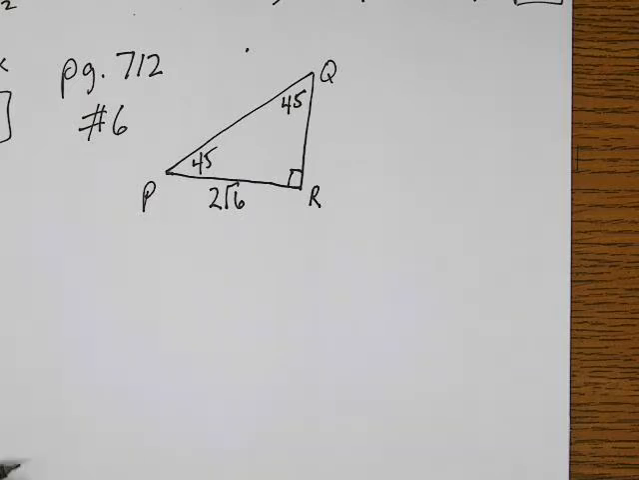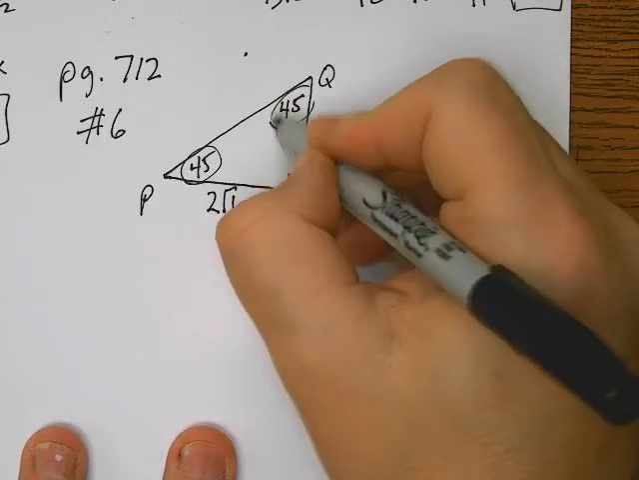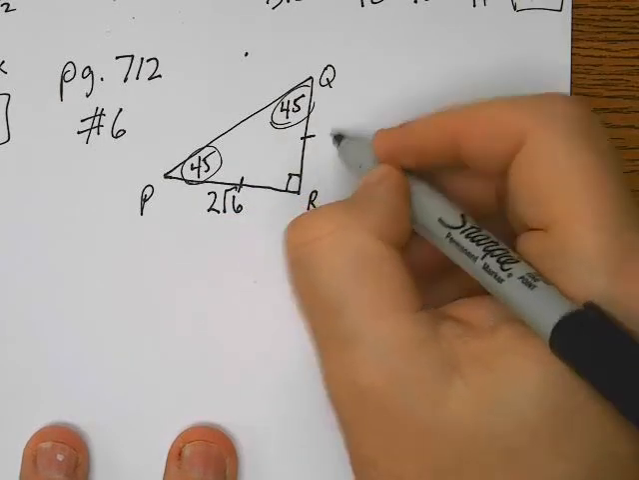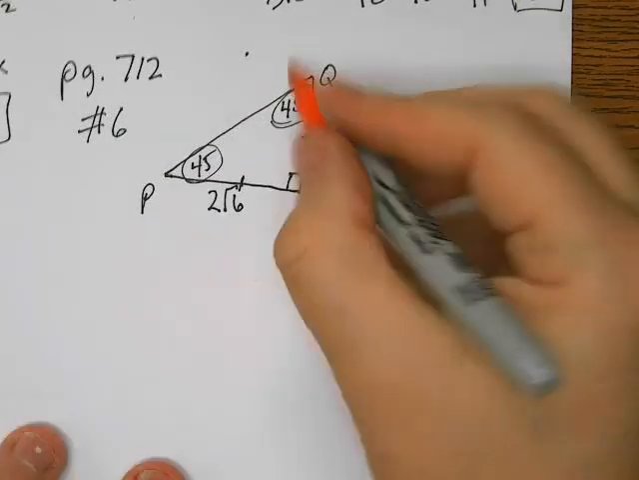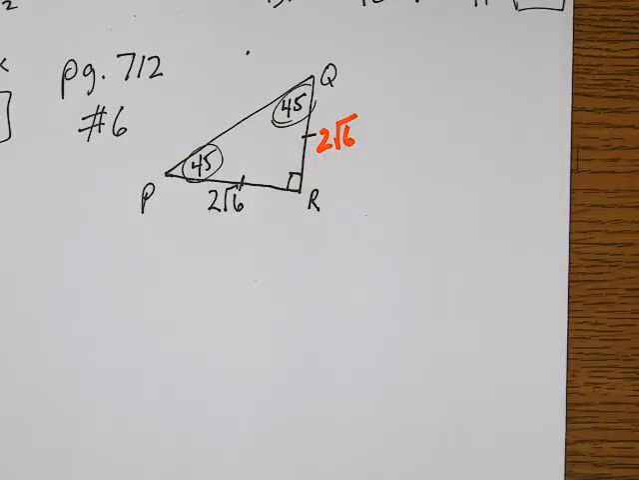Okay, so the first one should be pretty obvious. If this is 45 and this is 45, that means these sides are the same. So QR, everyone should get that one. That should be 2 radical 6, because it's an isosceles triangle. Okay, now the next one, not so obvious.